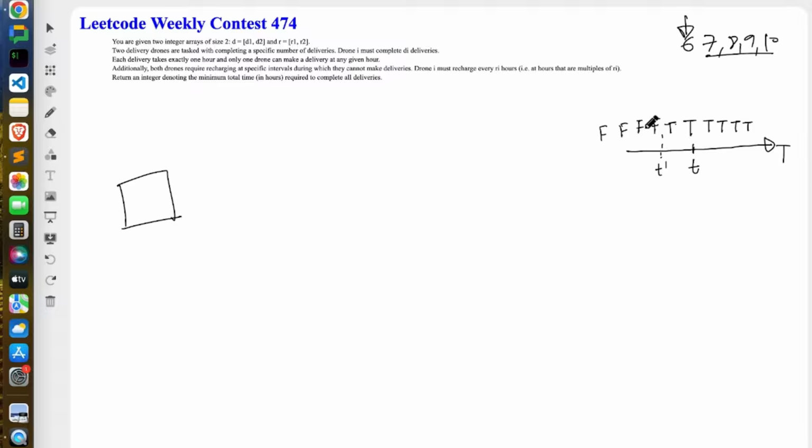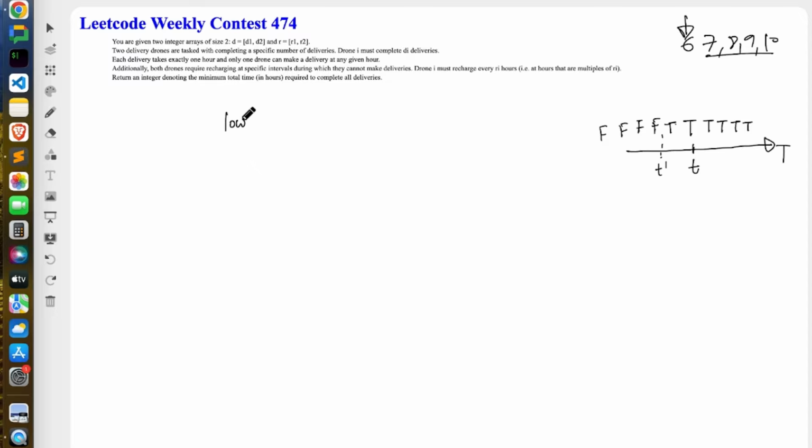In this kind of behavior, where there is some time by which you can make the delivery, and after that you can always make the delivery, and before that you cannot, these kinds of problems are solved using binary search. So what we will do, we will apply a binary search here.